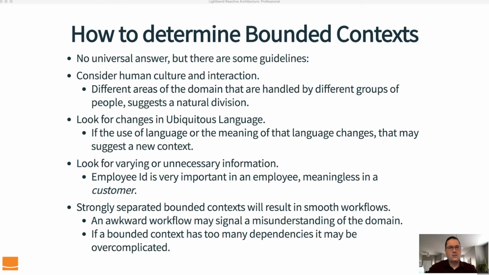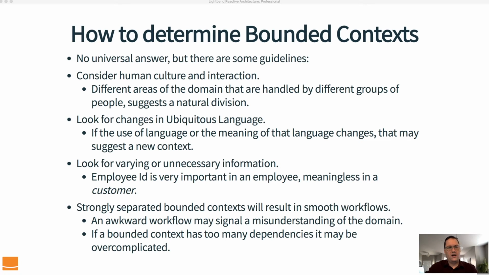Look for changes in the ubiquitous language. So if the language or meaning of that language changes, it may suggest a new context. Again, when we're talking about order, there's the order that the server takes and there's the order that is used for inventory management. Those two orders are different, therefore they may exist in a different bounded context.